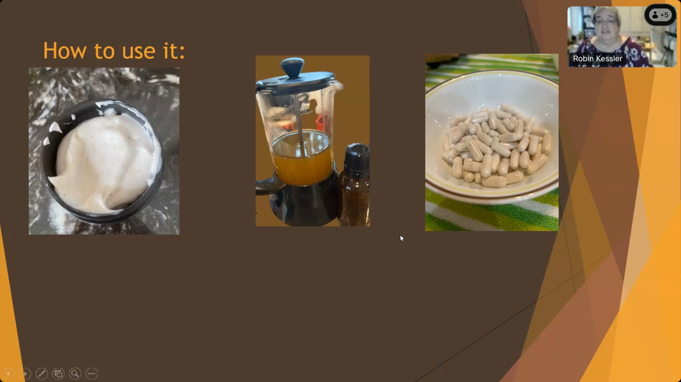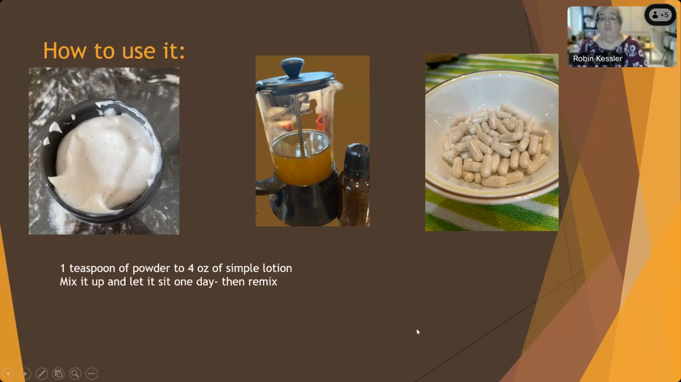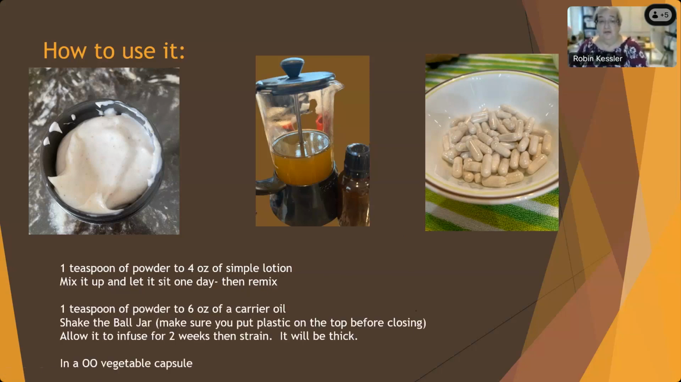The rule of thumb is 1 teaspoon of powder to 4 ounces of a simple lotion, just like I showed you. You mix it up, let it sit 1 day, and then you remix it, and then you're good to go. 1 teaspoon of powder to 6 ounces of carrier oil. You shake the jar, and it should be in a glass jar, in a balled glass jar.